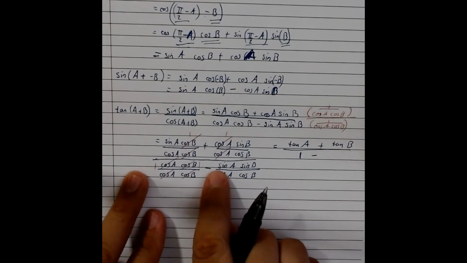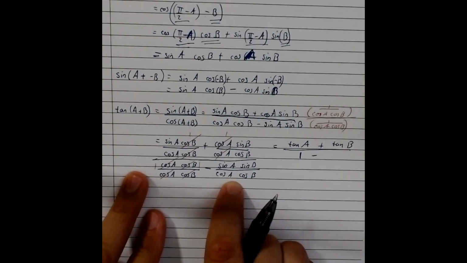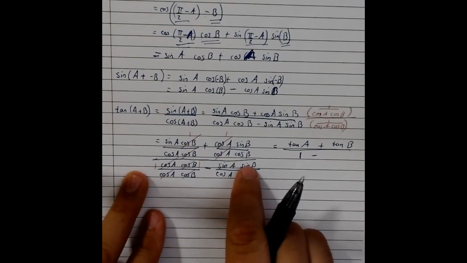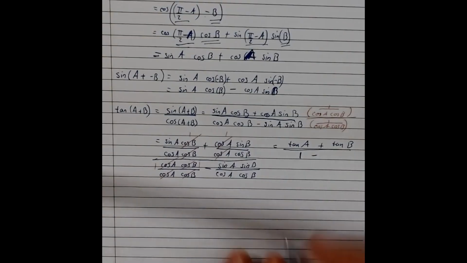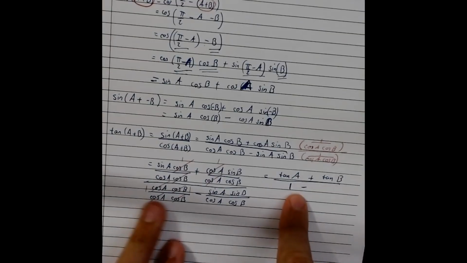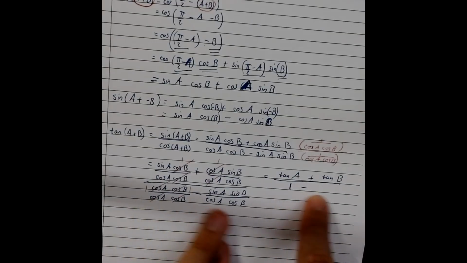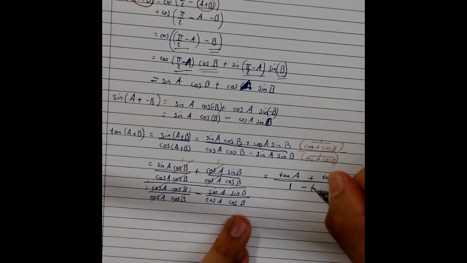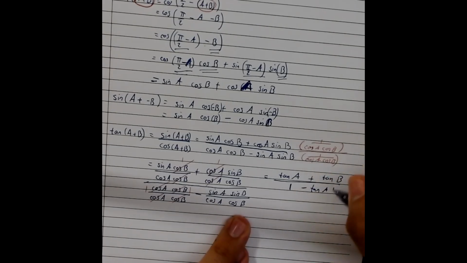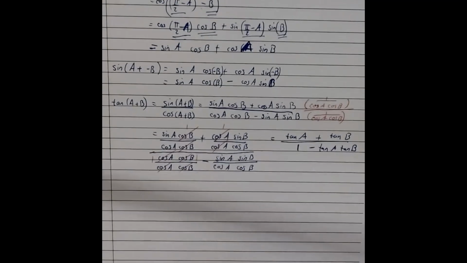Minus sine of A over cosine of A. That's tangent of A. Well, sine of B over cosine of B, that's tangent of B. So we can write that as 1 minus tangent A times tangent B. And this is our sum formula for the tangent function.